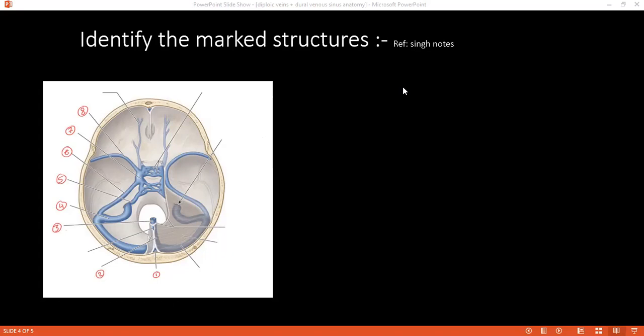Can you please tell me the signs of thrombosis? How would you confirm that cavernous sinus thrombosis has taken place? Patients usually present with swelling of the eye, diplopia, and proptosis, and there are signs of compression of the abducent nerve, trochlear nerve, and oculomotor nerve.